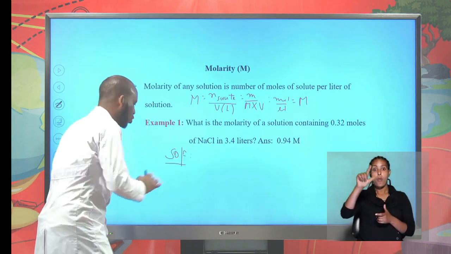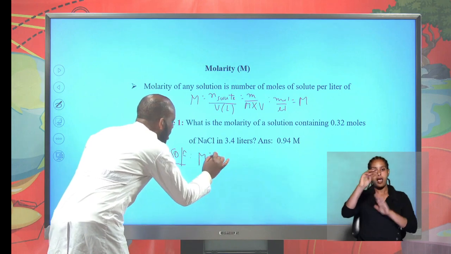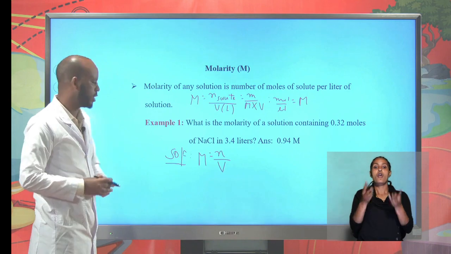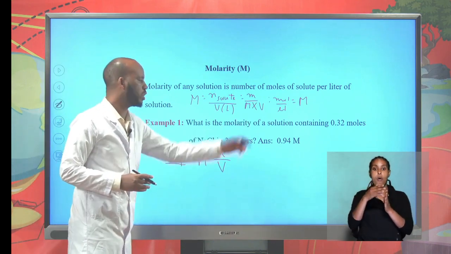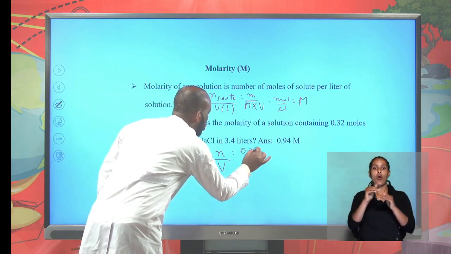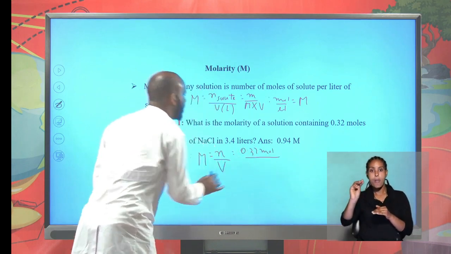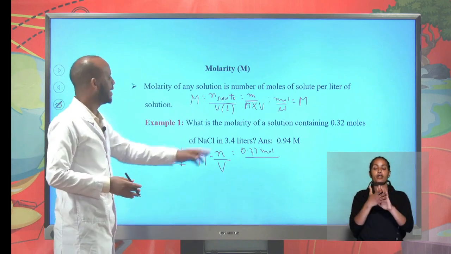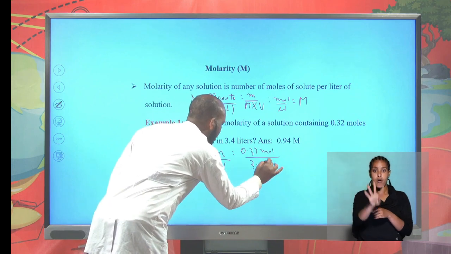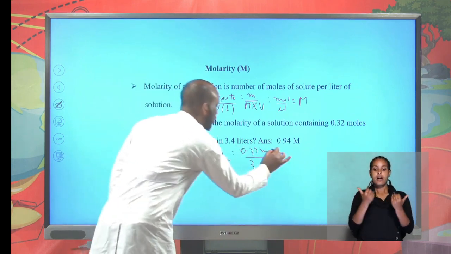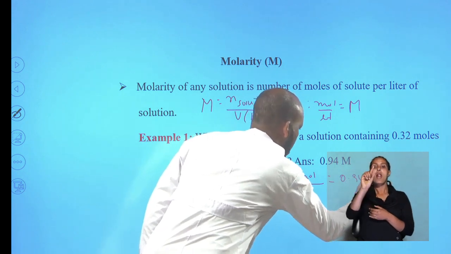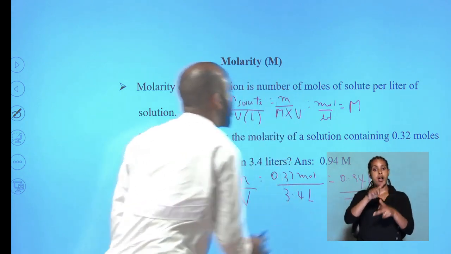Molarity of the solution, capital M, equals number of moles of solute divided by volume of the solution in liters. Number of moles of solute is 0.32 mole, divided by volume of the solution, 3.4 liters. Now this is 0.94 mole per liter, which is known as molar, capital M.